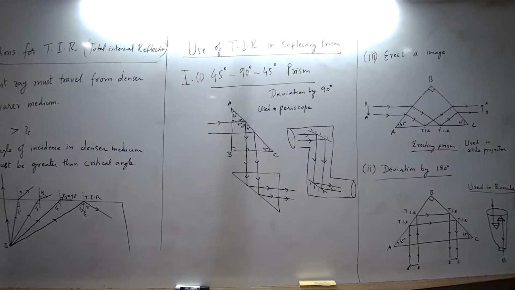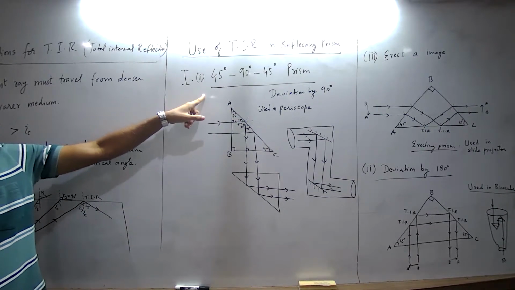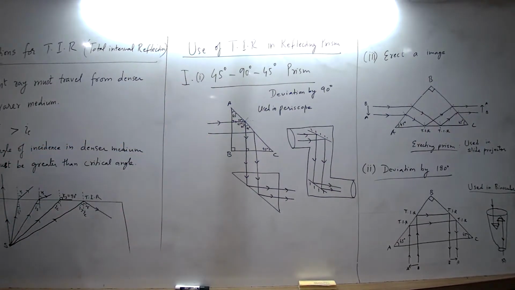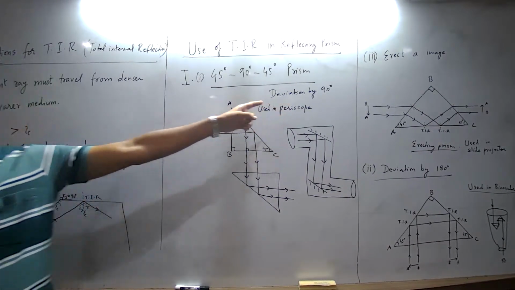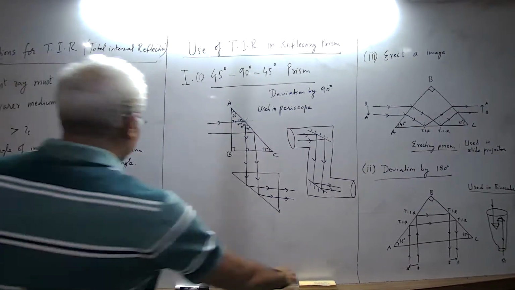Okay. Now we will move on to use of TIR in the second type of prism, which is the isosceles prism. Okay. So by now you have understood why we need a prism. We produce different angles of deviation. Okay. Because it finds various applications in optical instruments. Now we will not be giving you what the application is. Now we will only be giving you the deviation angle and how it is produced. Okay. So next.